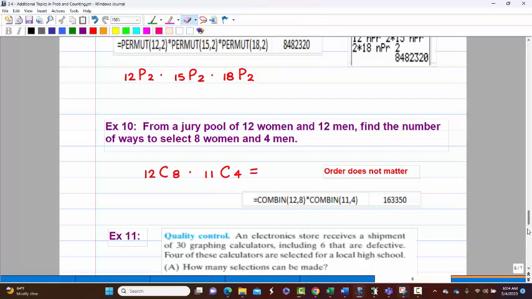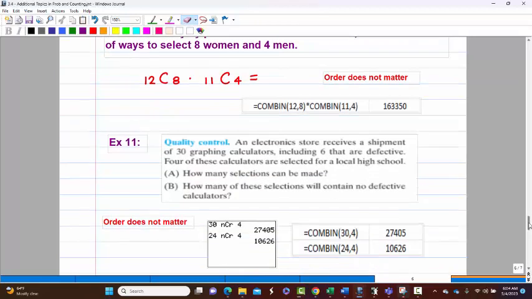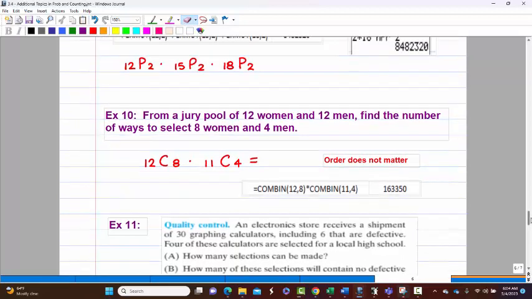Looks like I didn't put this one in the calculator, but I'm not going to worry about it. I'm just going to leave the combin in there. The next one will have the calculator, so we'll do all right without the calculator, I think. So 8 out of 12, combination, order doesn't matter.